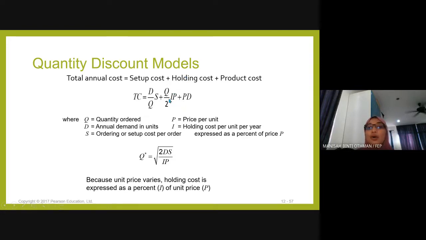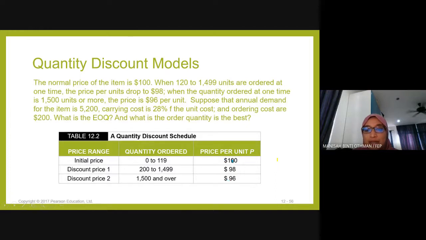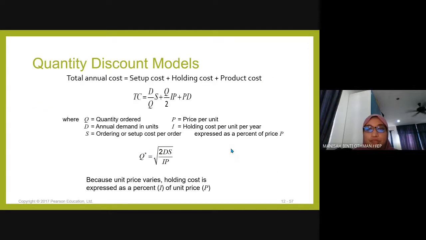But if the holding cost or carrying cost is given as a percent of the price, then we change it to IP. I is the percent, and P is the price per unit or cost per unit. You get the price per unit from this table: $100, $98, $96. Different range, different price. The ordering cost term is the same as before, and only this part is different because the holding cost is given as a percent of price.